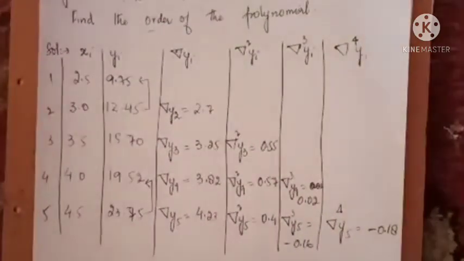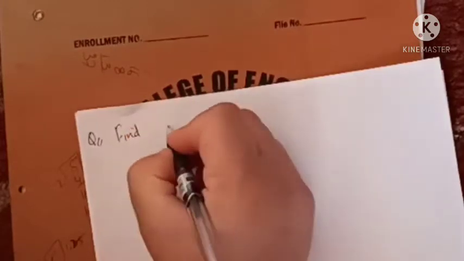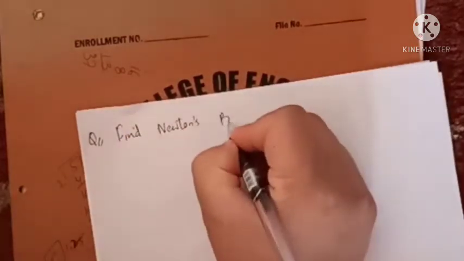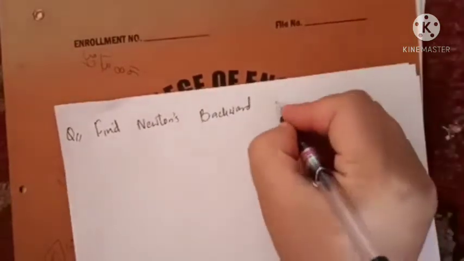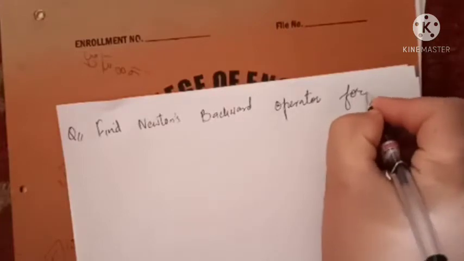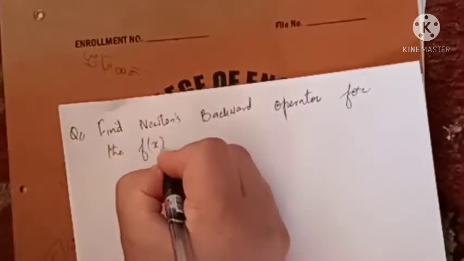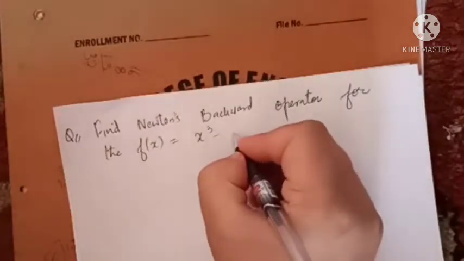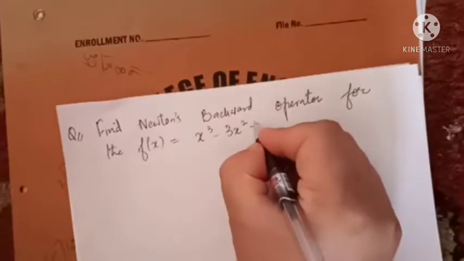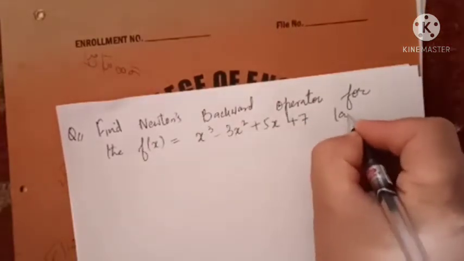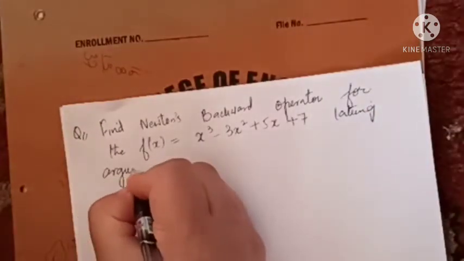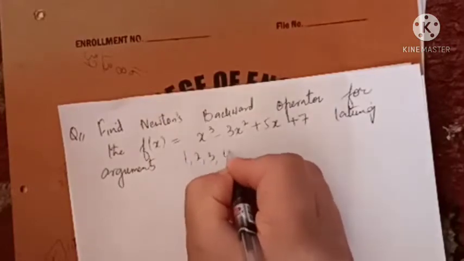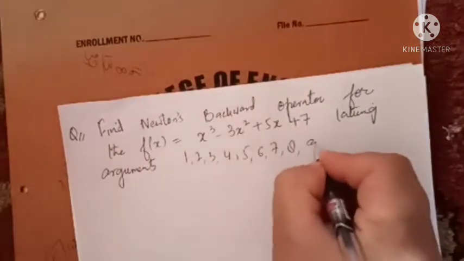So let us take one more question. Say if we have a question like this: find Newton's backward operator for the function f of x is equal to x cube minus 3x square plus 5x plus 7, taking arguments as 1, 2, 3, 4, 5, 6, 8, 9 and 10.